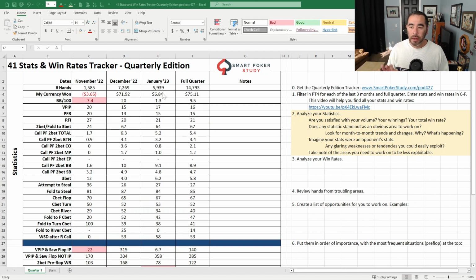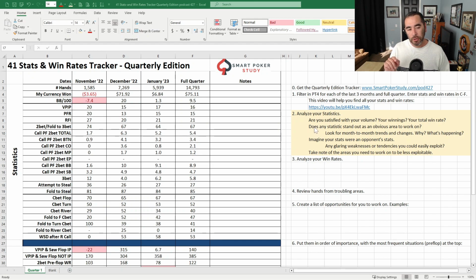I really like that. Now, in November, I was down negative 7.4 big blinds per 100. In December, up to 20. And in January, almost kind of flatlined at positive 1.3. But overall, for the entire quarter, loving that 9.5 big blinds per 100 hands.